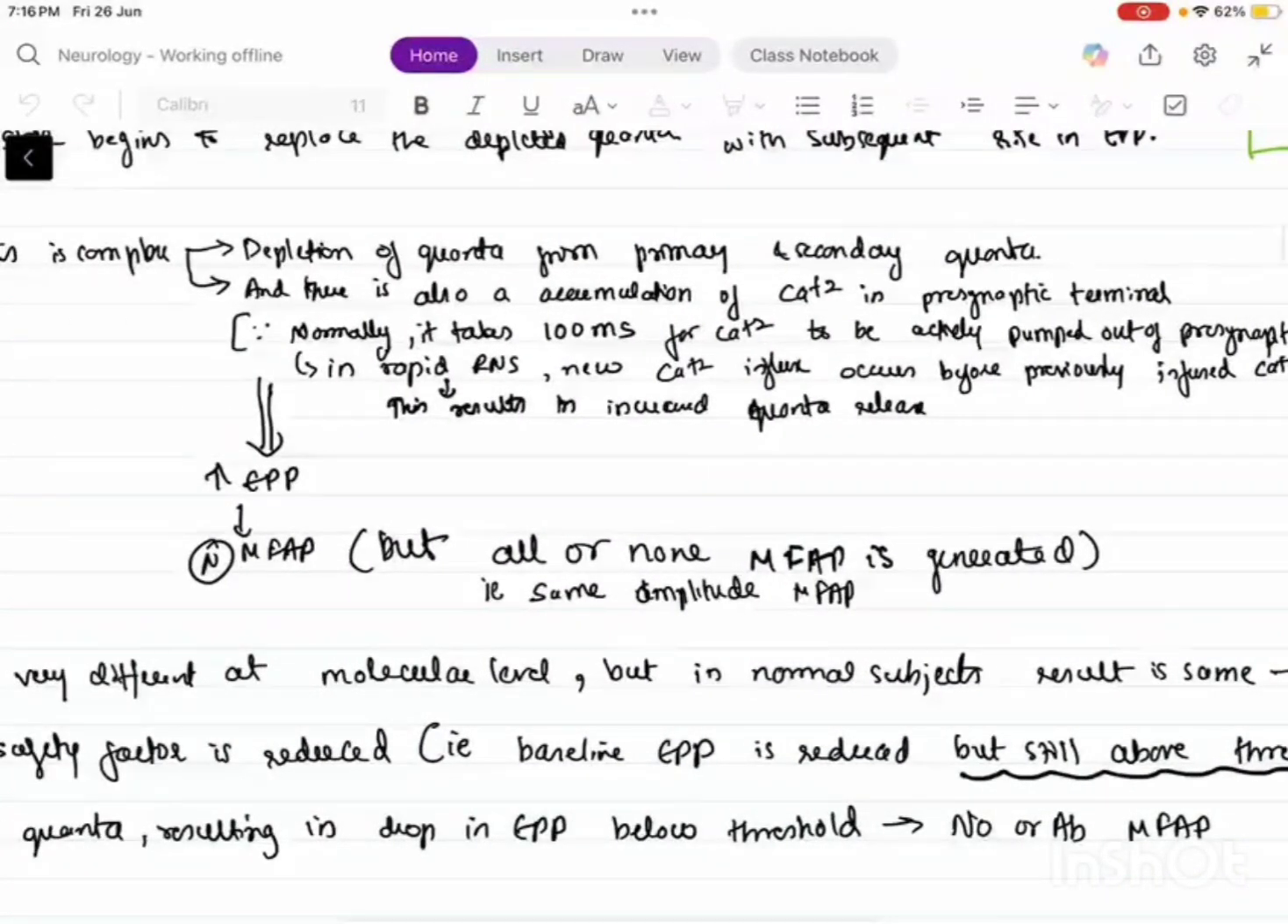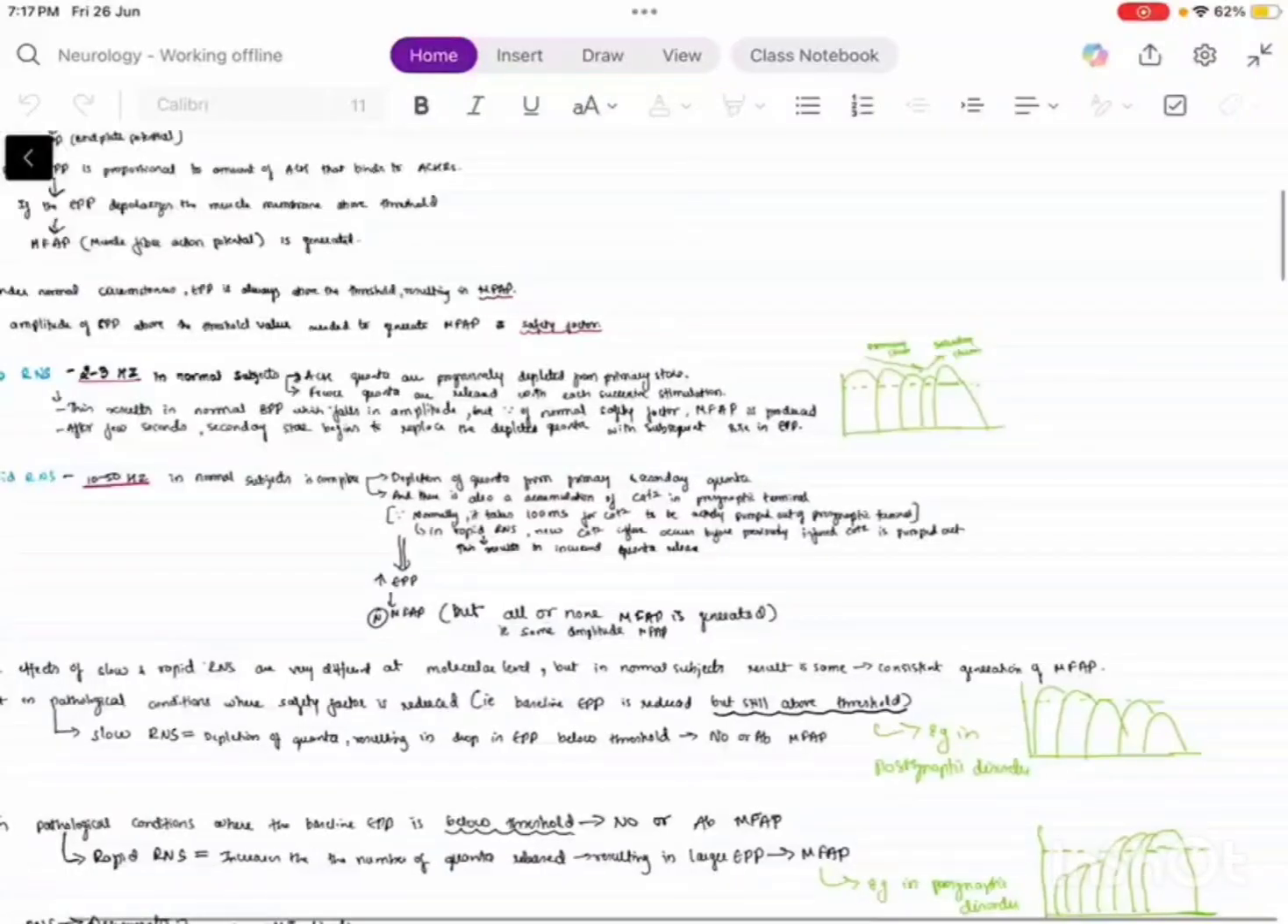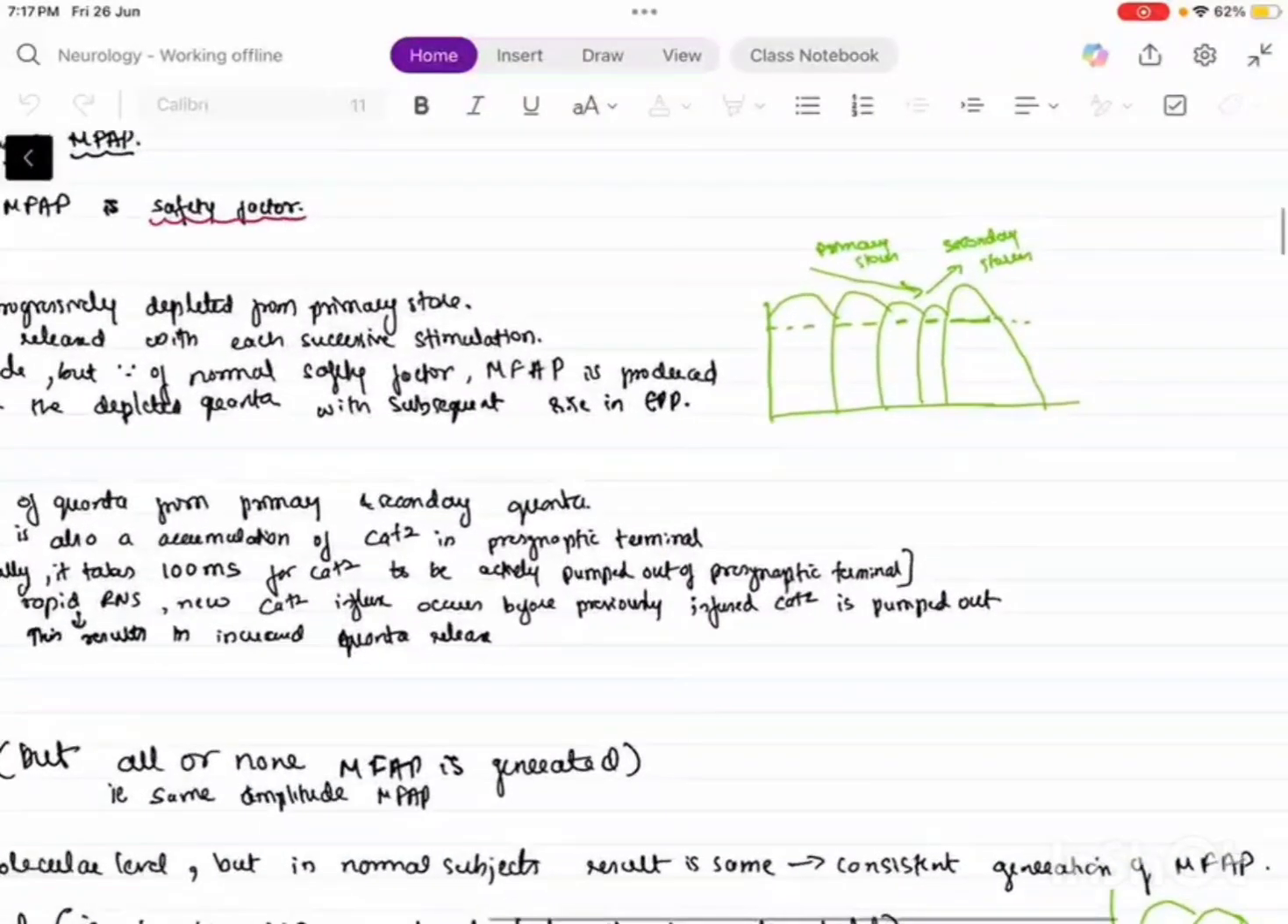So there is an increase in the end plate potential, but in normal patients a normal MFAP, that is muscle fiber action potential, is produced, and the height will be the same. This is like an all or none phenomenon, where all the muscle fibers are activated or no muscle fibers are activated. In normal persons this happens, so the same amplitude MFAP is produced. In normal subjects both slow and rapid RNS cause this type of response.